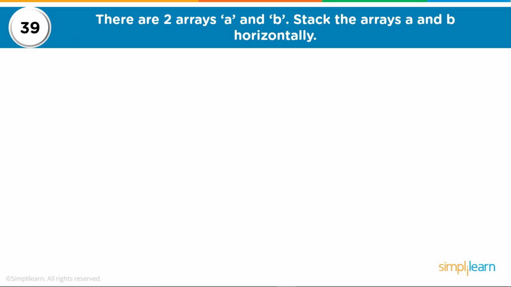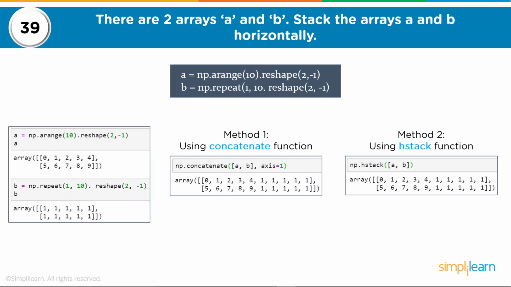There are 2 arrays, A and B. Stack the arrays A and B horizontally. Boy, these horizontal vertical questions will get you every time. And in numpy, we've created 2 different arrays over here, A and B. The first one is np.concatenate of A and B on axis equals 1. That is the same as hstack. And in the back end, they're still identical. They run the same. That's all hstack is, a concatenate with axis equals 1.